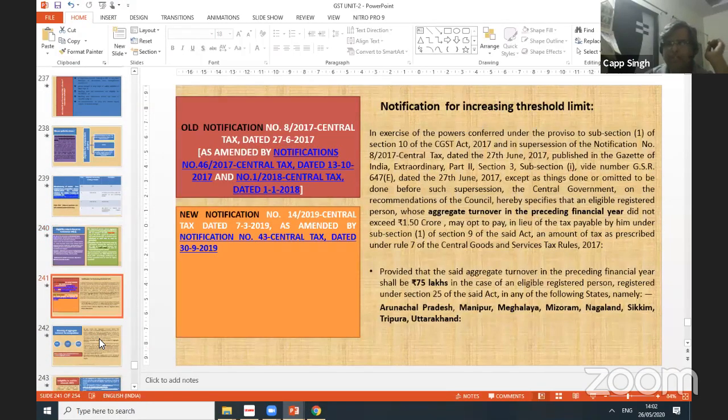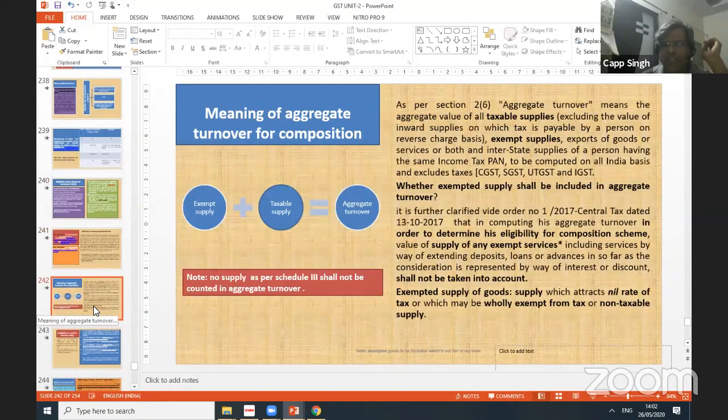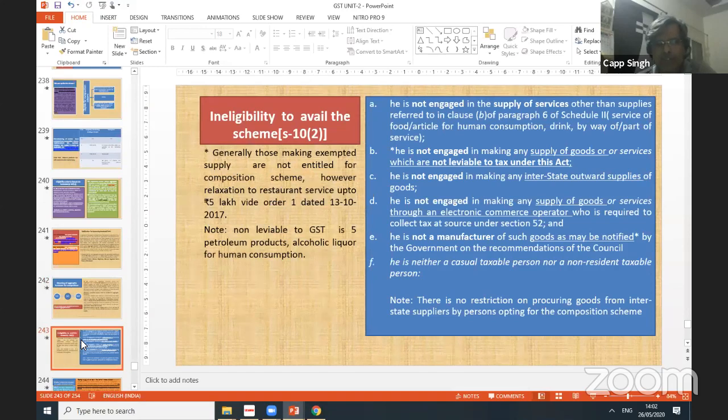So a small service provider can avail the composition scheme, and for availing it we have to file Form CMP-01. But it is not necessary to file every year. If in one year you have adopted the composition scheme, you can continue if other conditions are fulfilled. If the turnover increases beyond the limit, you will be out of the composition scheme. The limitation of the composition scheme is that you can purchase interstate goods or services, but you cannot supply interstate. You have to supply goods or services only within a state. So there is a restriction on the composition scheme.